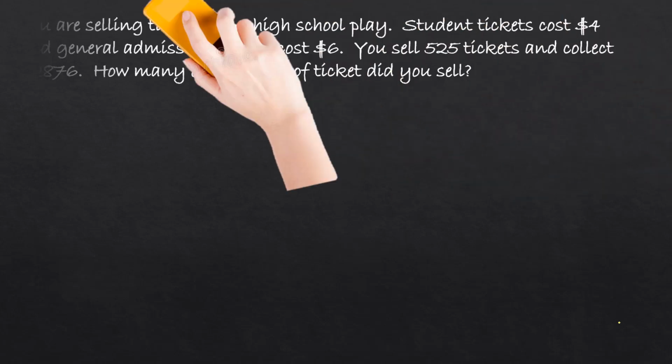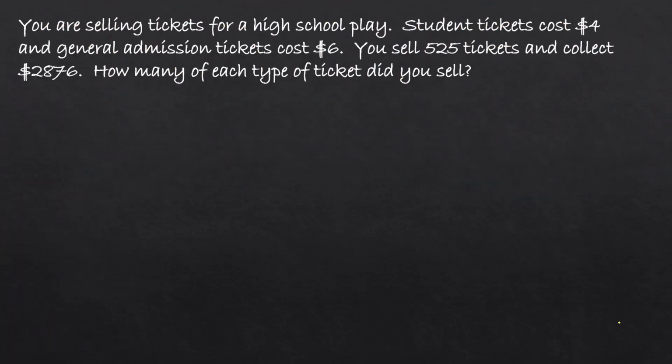This video tutorial is to show you how to problem solve using a system of equations. So let's see our problem. You are selling tickets for a high school play. Student tickets cost $4 and general admission tickets cost $6. You sell 525 tickets and collect $2,876. How many of each type of ticket will you sell?